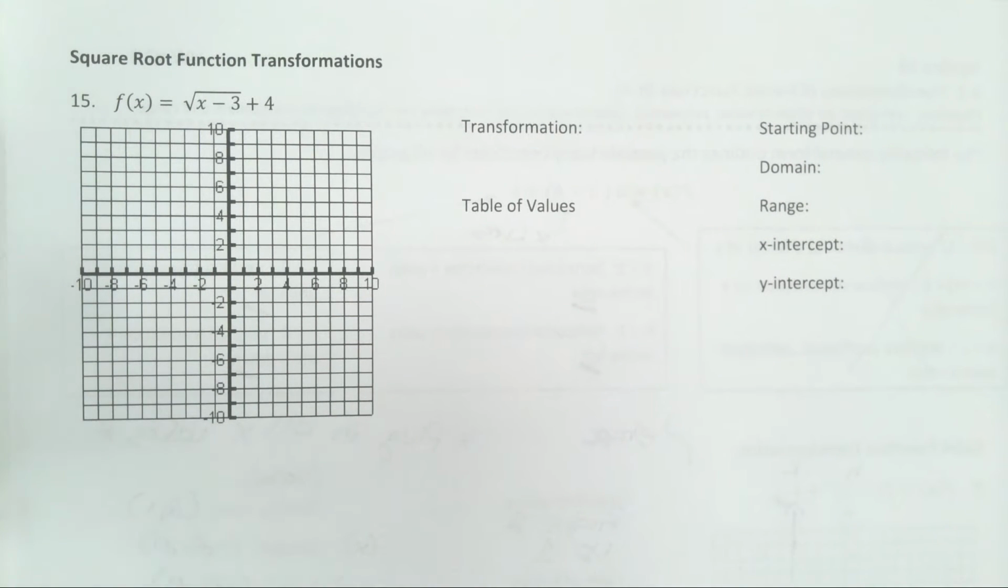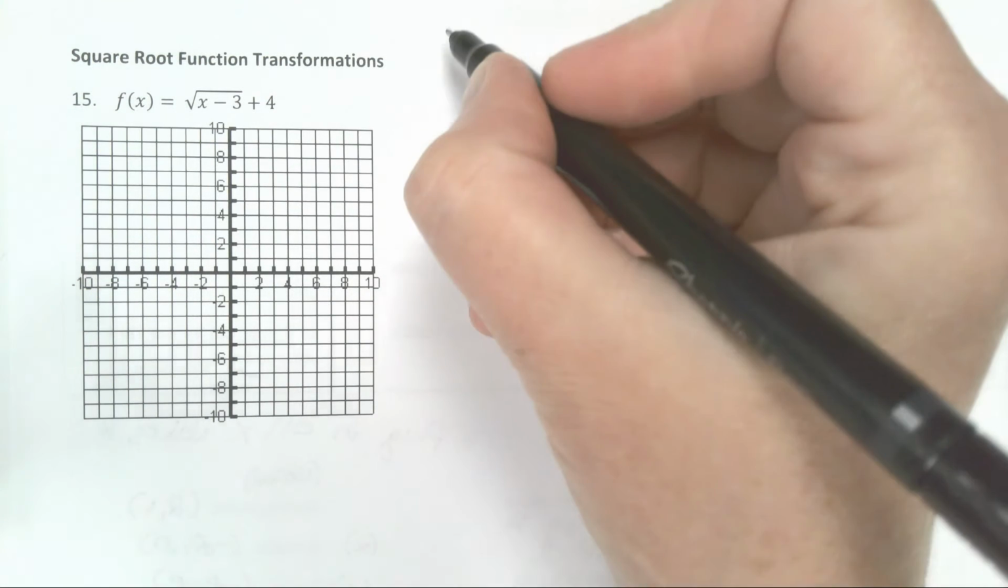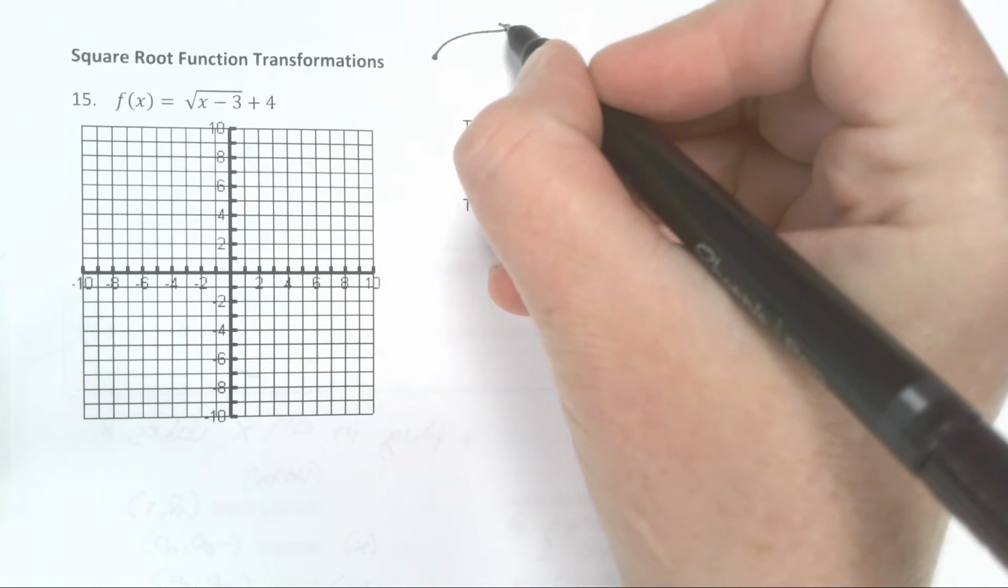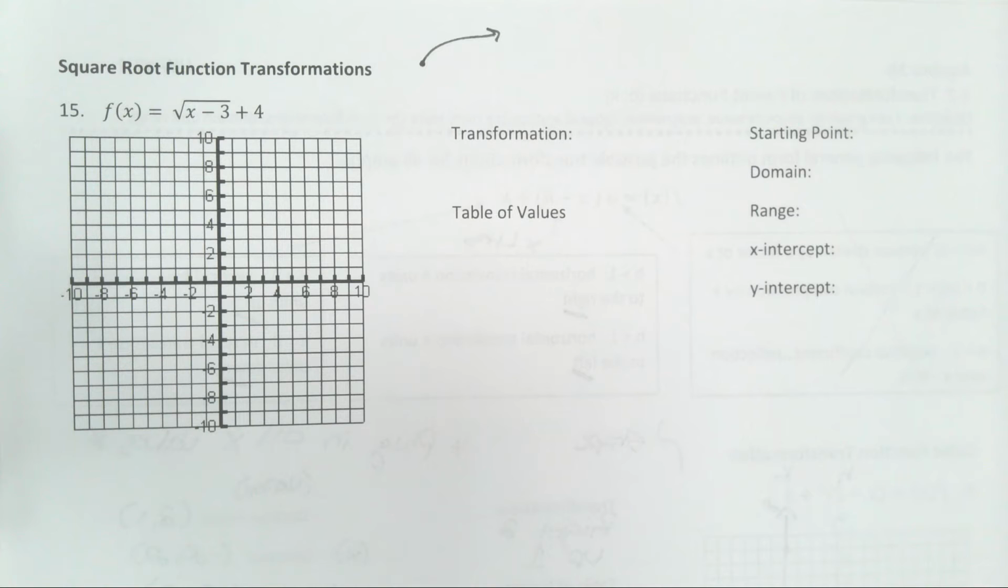And finally, let's do the square root function. So the square root function, it generally has this kind of a shape to it.